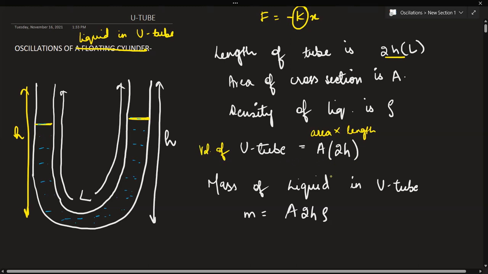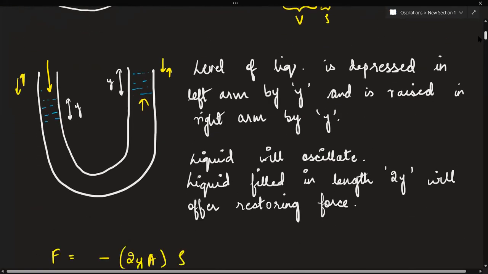And mass will be what? Mass will be volume multiplied by density. See, density is equal to mass by volume, so mass will be density multiplied by the volume. So this is the volume, this is the density, and this will give me the mass of the liquid present in the U-tube.